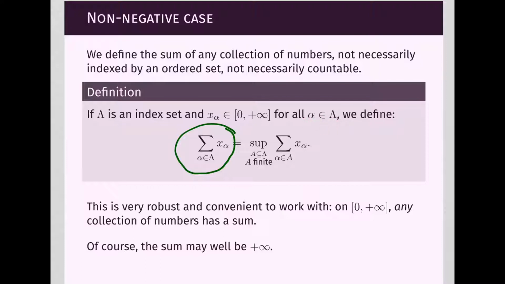Let me emphasize once more. This is a very robust definition. It is very convenient, okay? And it means in the non-negative world, any collection of numbers can be summed. It does have a sum. Of course, the sum can be plus infinity, the sum can be 0, the sum can be anything. And this is very convenient. And if we take now a different collection of numbers and we compute the sum of that collection, then the sum of the sums will have properties such as this one.